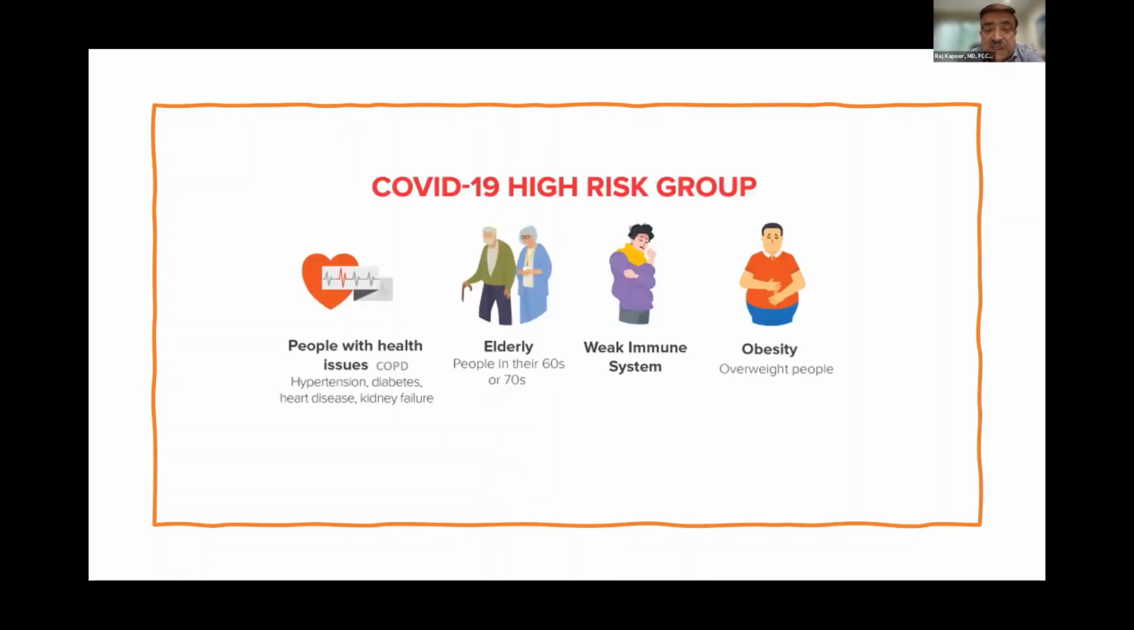There are some high-risk groups, as we know: people with health issues like chronic obstructive pulmonary disease, hypertension, diabetes, heart disease, kidney failure, people in their 60s or 70s, and of course those with a weak immune system, patients who are immunocompromised from immunosuppressive therapy, organ transplantation, or having other immune problems like autoimmune disorders. And then obesity or overweight people have increased ACE2 expression, and that is the reason they are at very high risk for getting COVID-19.